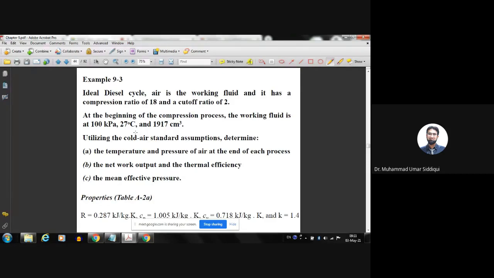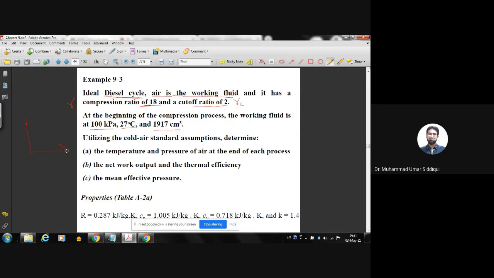So we have an ideal diesel cycle. First of all, it's a diesel cycle, so we can just see it from the name. Air is the working fluid within this cycle, and it has a compression ratio of 18, so that's R, and a cutoff ratio of 2, so that's RC. At the beginning of the compression process, the working fluid is at 100 kilopascal, 27 degrees centigrade, and 1917 centimeter cube. So we know the initial temperature, pressure, and the volume.